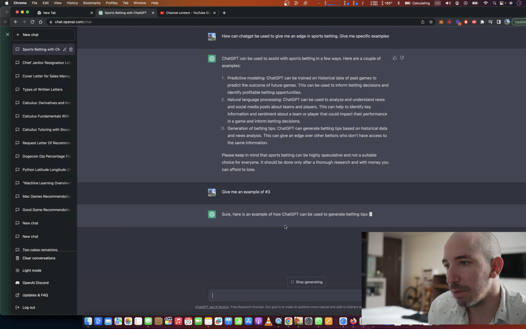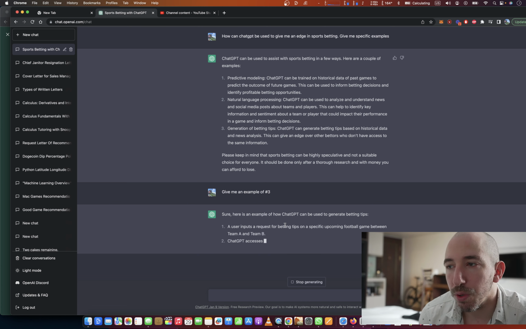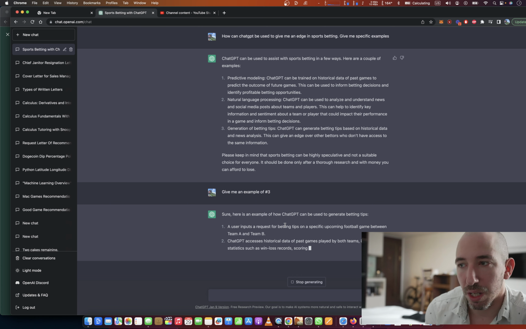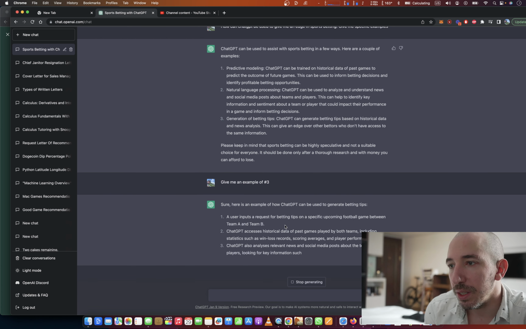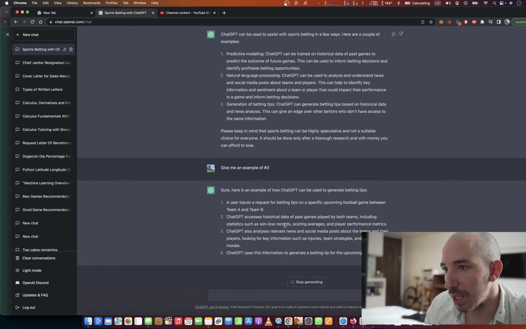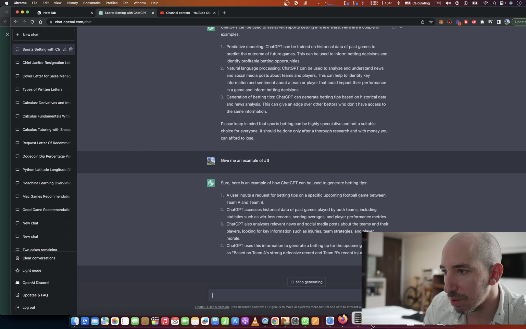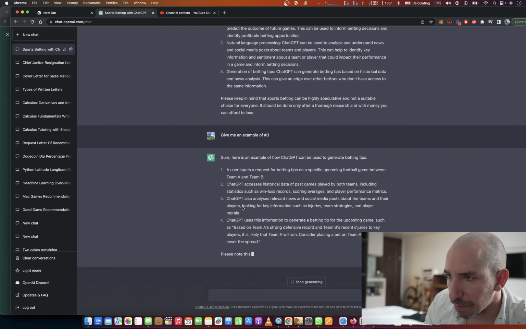Sure, here's an example of how ChatGPT can be used to generate betting tips. A user inputs a request for betting tips on an upcoming football game between Team A and Team B. ChatGPT accesses historical data on past games played by both teams, including statistics such as win-loss.